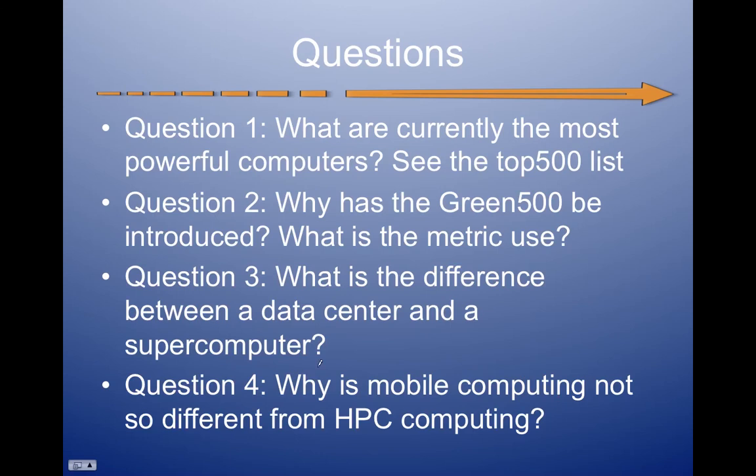So here are a few questions. What are currently the most powerful computers? Look at the Top 500 list. It will give you the answer. A new ranking has been introduced, the Green 500. What is the metric used for this one? How do you compare supercomputers with a data center? For instance, one of the Amazon data centers compared to an Oak Ridge supercomputer. And what are the commonalities between HPC and mobile computing?